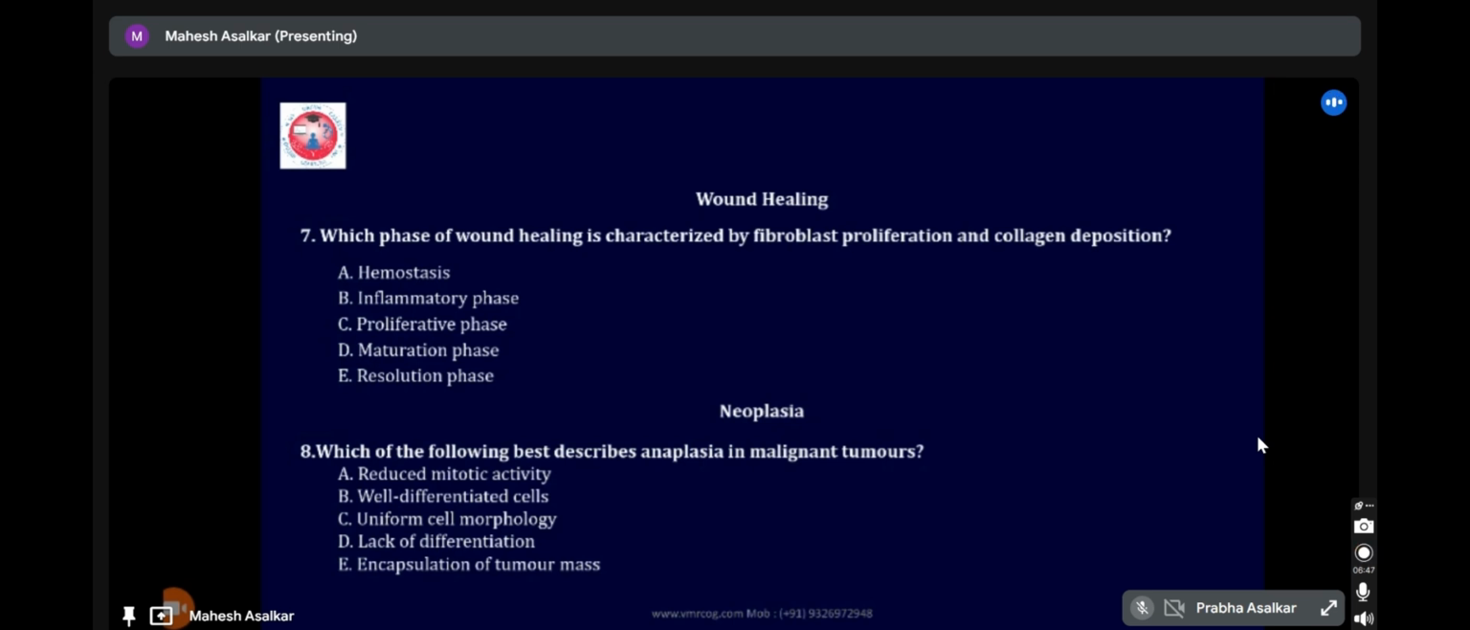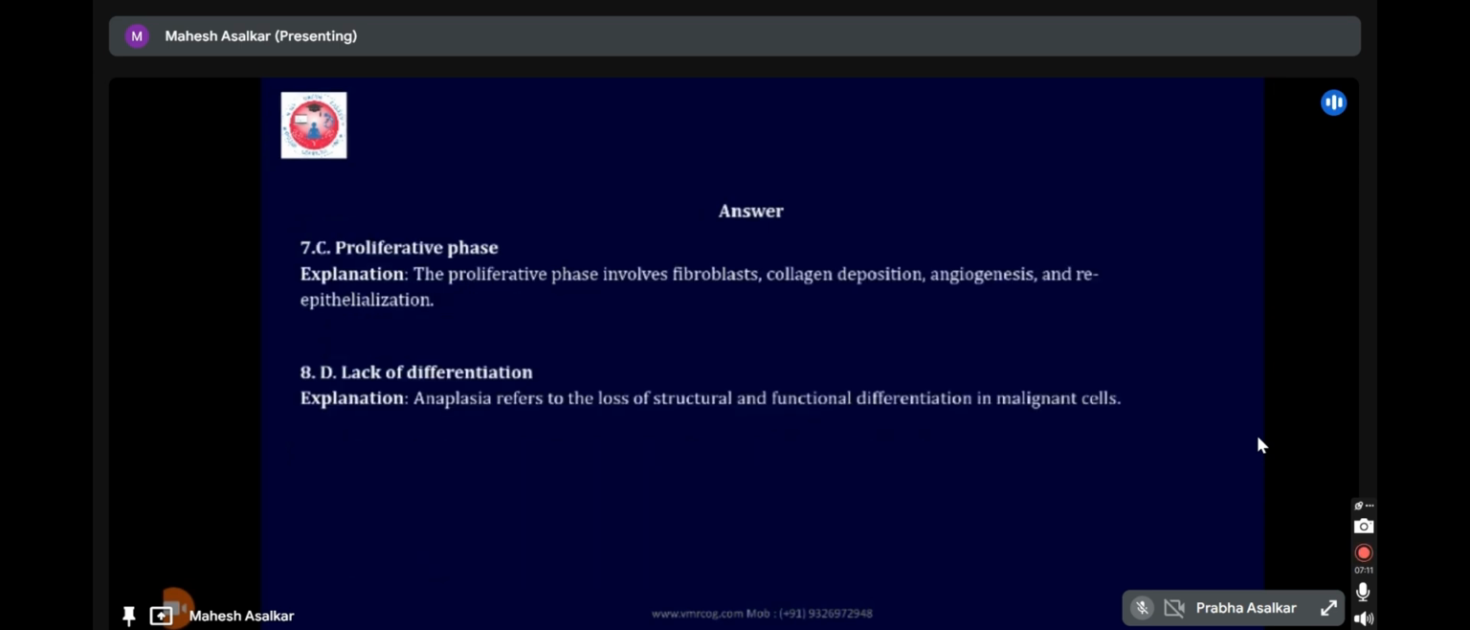Which of the following neoplasia questions: which best describes anaplasia in malignant tumors? Reduced mitotic activity, well differentiated cells, uniform cell morphology, lack of differentiation, encapsulation of tumor mass. Sir, option D, lack of differentiation. Correct. So anaplasia in a malignant tumor will be denoted by lack of differentiation.